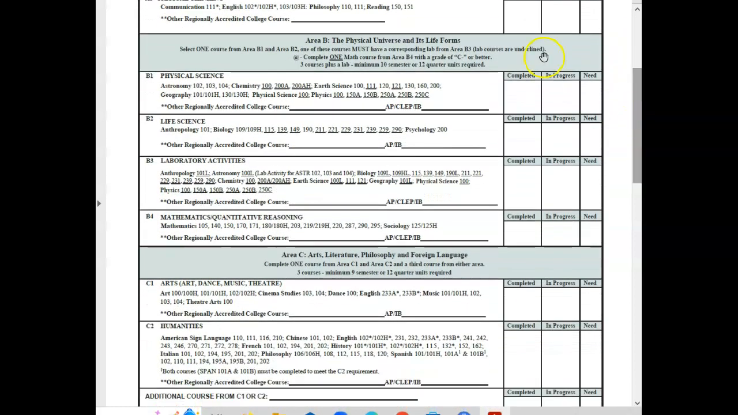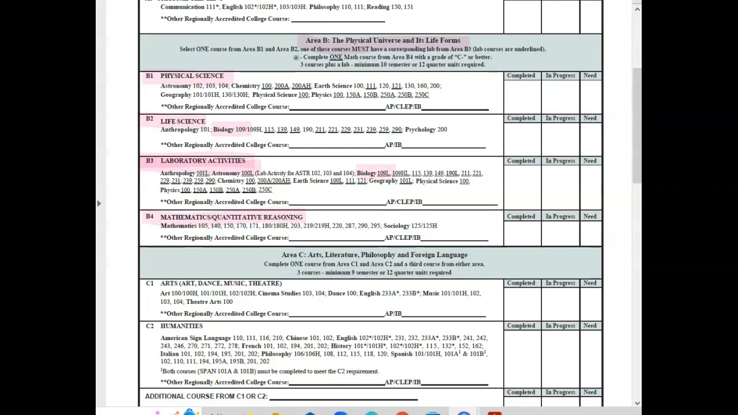We can see that this is Area B here, and it's the physical universe and its life forms. You have to do one class in Area B1, which is the physical science, one class in life science, one class with the lab, and then one class with the mathematics, okay? So we're going to go back and talk about the lab activity requirements real quick. This B3 has to match with either the physical science or a life science, meaning if you choose Bio 109, you then have to do Bio 109 lab, okay?